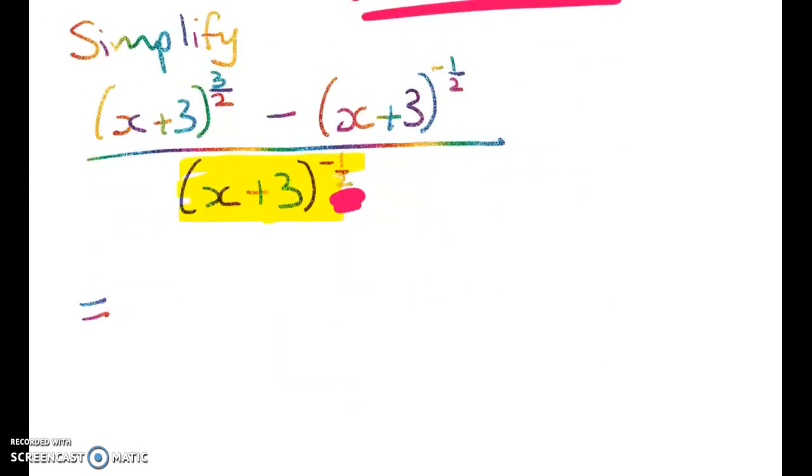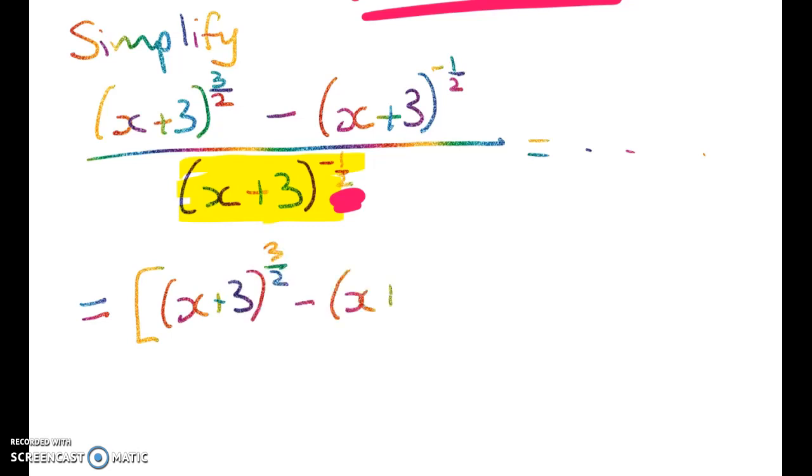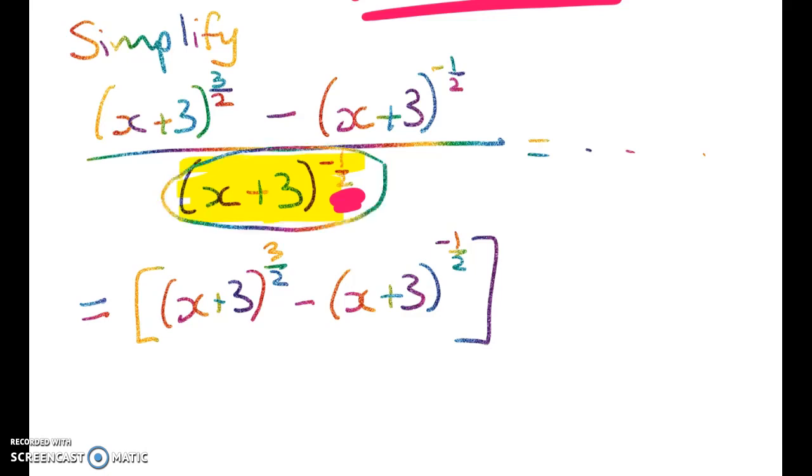Well, I'm running out of room. I'd like to write this over here, but I can't. So let's just put a big bracket around the numerator. So x plus 3 to the power of 3 over 2 minus x plus 3 to the negative 1/2. And we're going to multiply by x plus 3 to the power of 1/2.